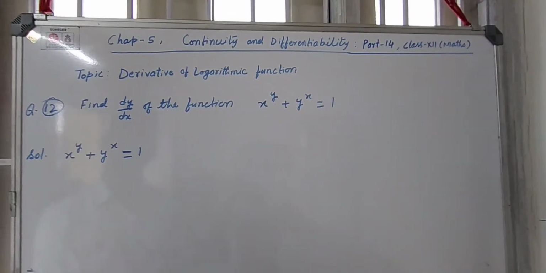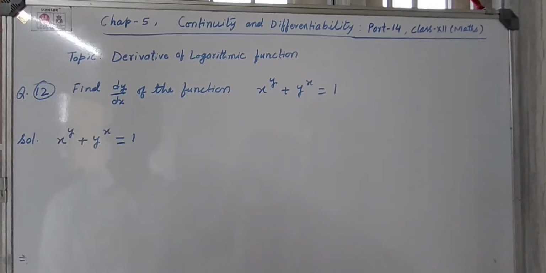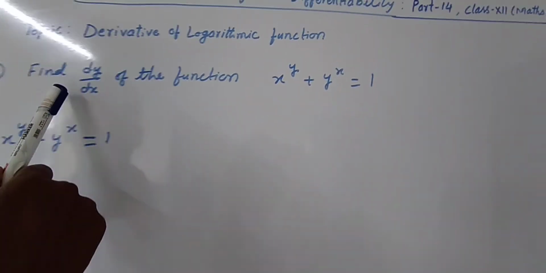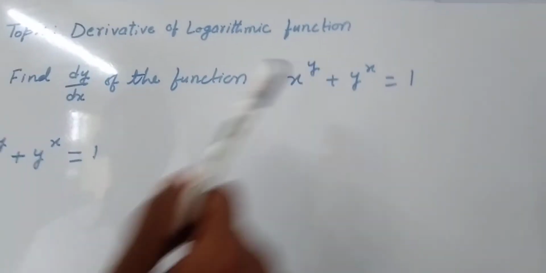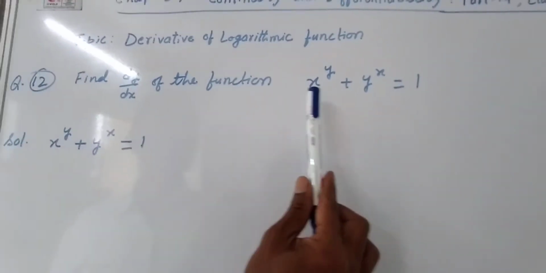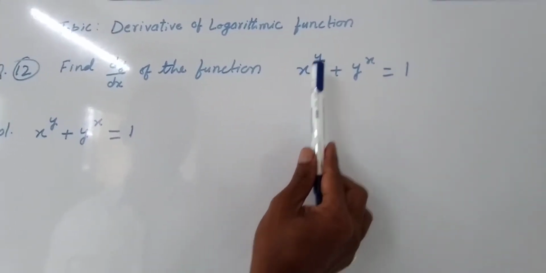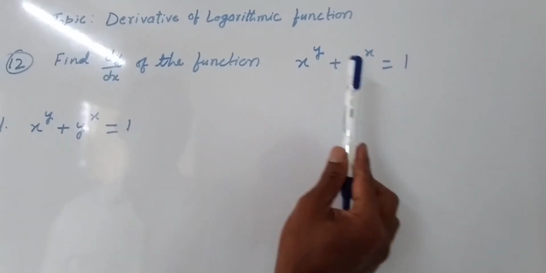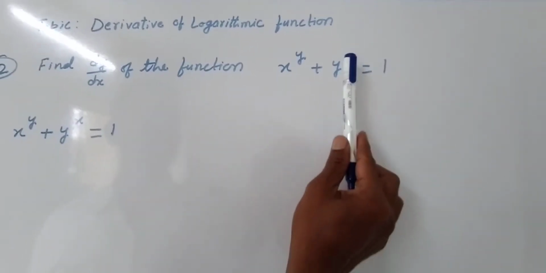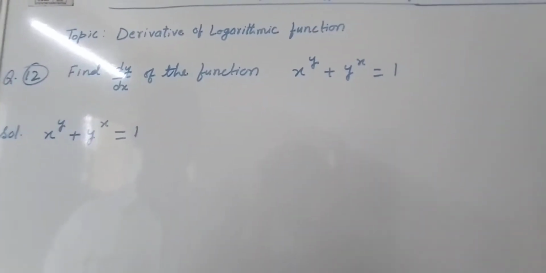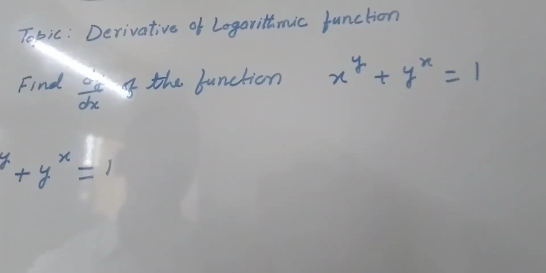Now next, question number 12 from the same exercise 5.5. The question is to find dy by dx of the given function. Again, if you observe the function, the exponent of x is variable y and the exponent of y is again variable x. So in this situation we take log to make the question easier.